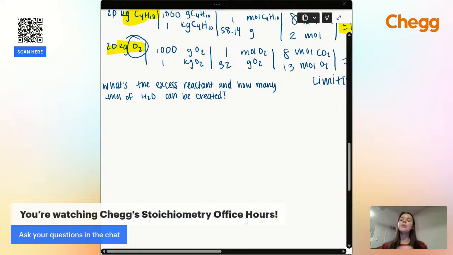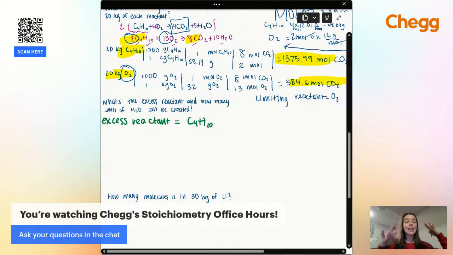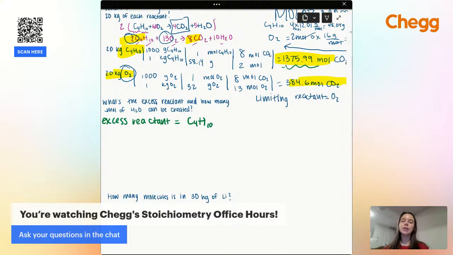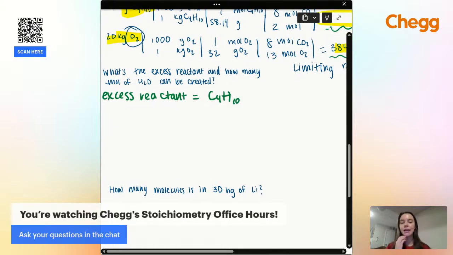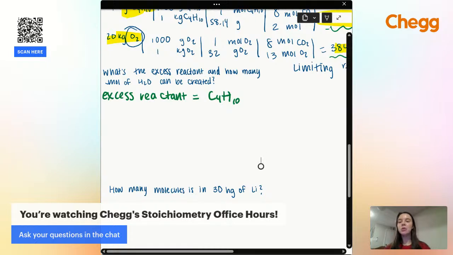All right, so excess reactant is pretty simple. It's whatever is not the limiting reactant. So our excess reactant in this case is C4H10. Like the name says, it creates excess CO2. So it's creating that 1375 moles compared to that 384. So our excess reactant, C4H10. So now what we want is how many moles of H2O can be created.